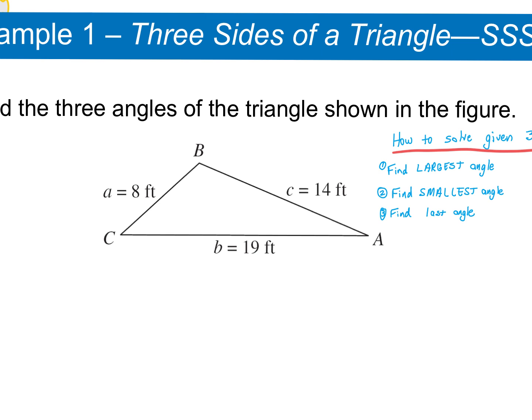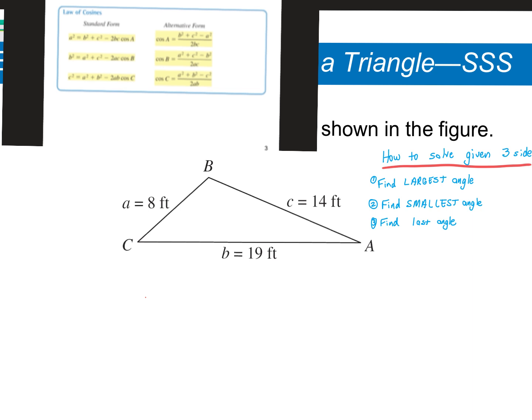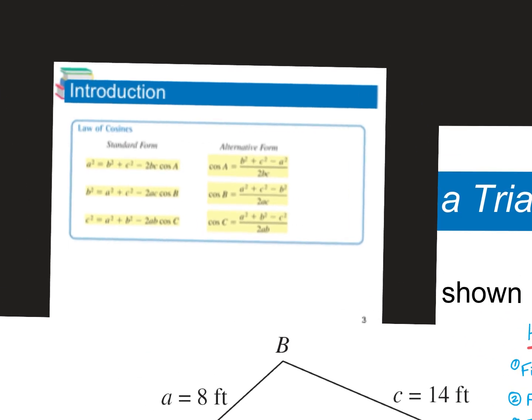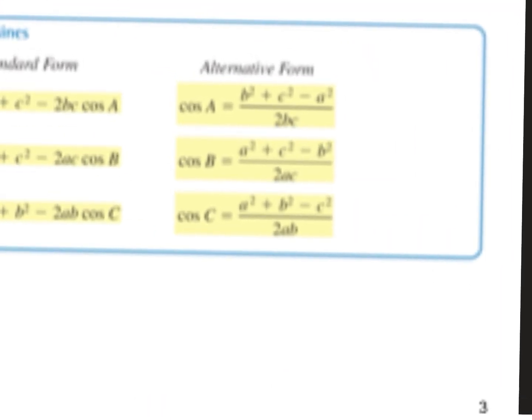So if we're going to find the largest angle first, we're going to use the law of cosines. All right, so which one is the largest angle? B. So that's what we're going to solve for. We're going to solve for angle B. So look at your alternate formula. Look at your formulas. Are we going to find a side or are we going to find an angle? We're going to find an angle. So let's use that cosine B formula.